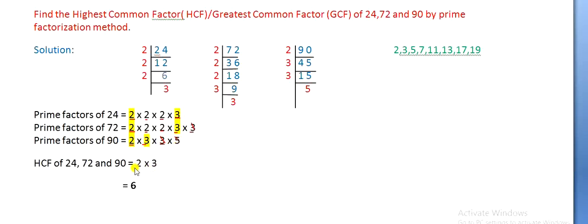We got common factors as 2 one time, 3 one time. Hence we can say that HCF of 24, 72 and 90 equals 2 into 3, that is 6.